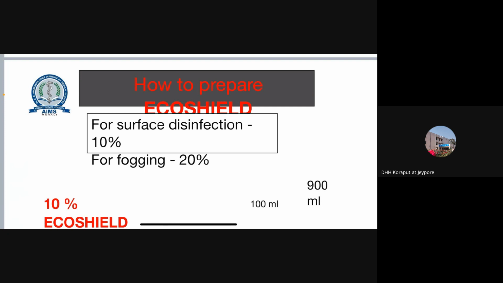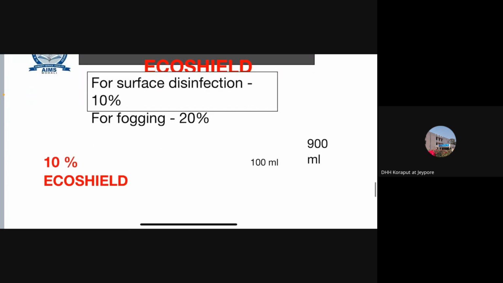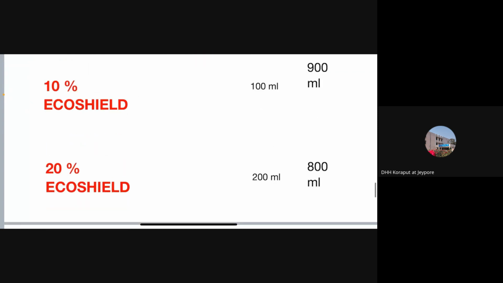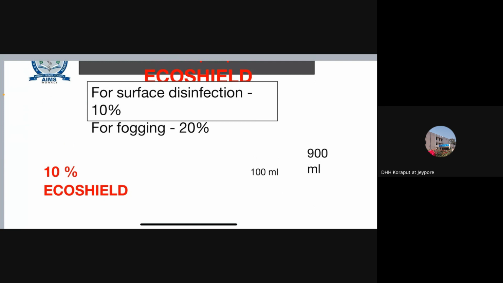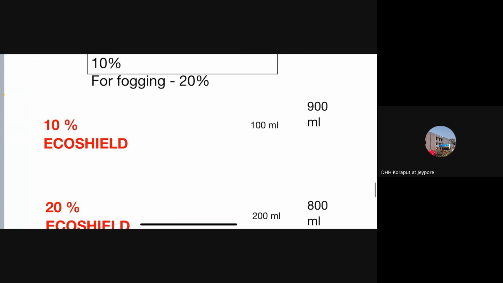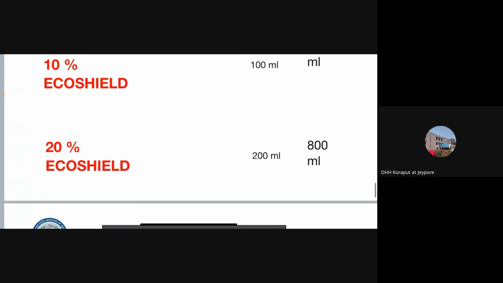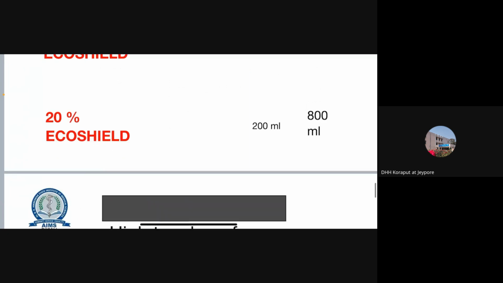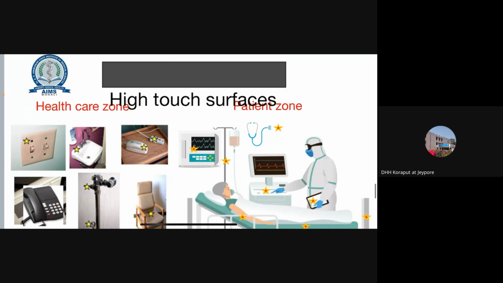Cleaning means you need to wash, and once the whole day's procedure is done, take out everything and clean your whole OT. So we recommend more cleaning rather than relying upon a fogging process. 10% EcoShield can be prepared by adding 100 ml in 900 ml of water. For fogging, you need 20%, and for surface disinfection, 10%. But again, availability of this has to be ensured by the HICC team or the senior authority, which could be the SMO.